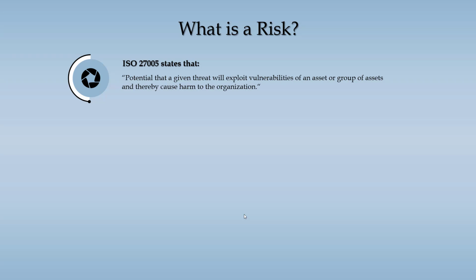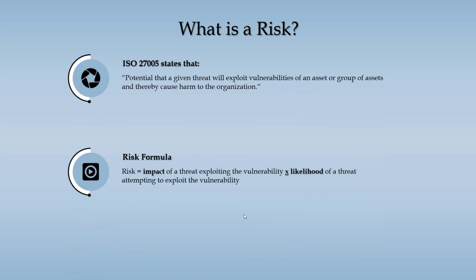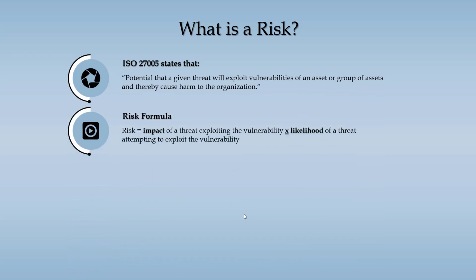So ISO 27005, which is an information security risk management risk assessment standard, states that potential that a given threat will exploit vulnerabilities of an asset or group of assets and thereby cause harm to the organization. Now, from that we mean is that the probability that a particular threat will exploit a vulnerability and the impact resulted by that particular exploitation is risk. So we would be understanding it even further through this formula.